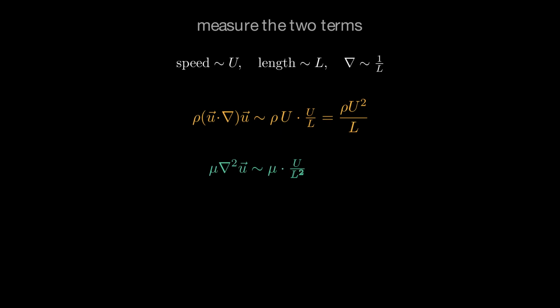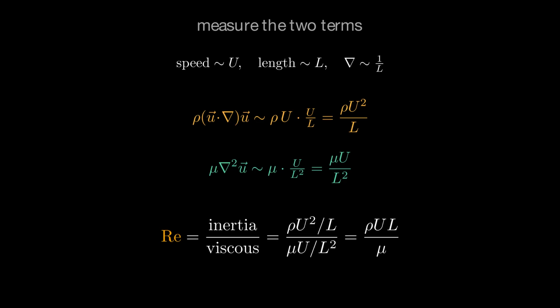The viscous term has two derivatives, so it divides by L twice, by L squared, times the speed, u, that gives mu times u over L squared. Now divide inertia by viscous. Almost everything cancels, and what is left is rho u L over mu. That ratio is the Reynolds number.